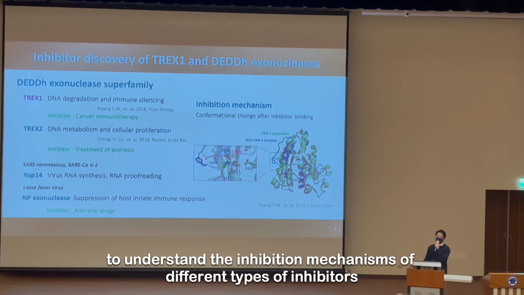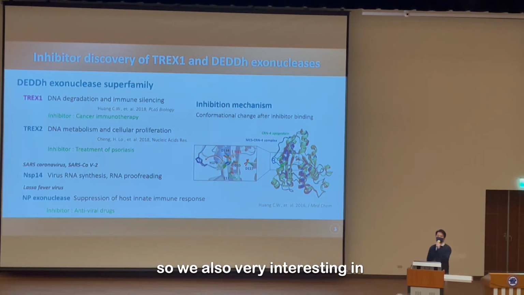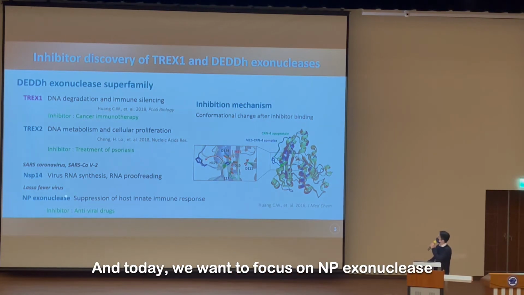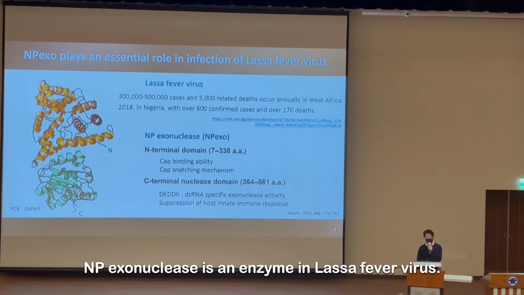As we know, understanding the inhibition mechanism of different types of inhibitors is very useful to help us design next generation drugs. So we are also very interested in revealing the inhibition mechanisms of many different types of inhibitors. And today we want to focus on the NPexo nuclease and show you a unique inhibition mechanism on NPexo nuclease. NPexo nuclease is an enzyme in the Lassa fever virus.